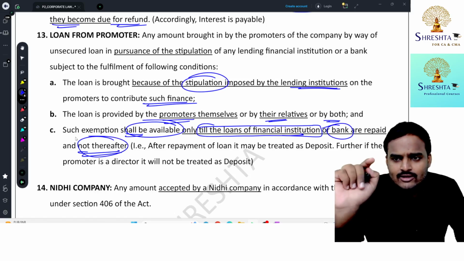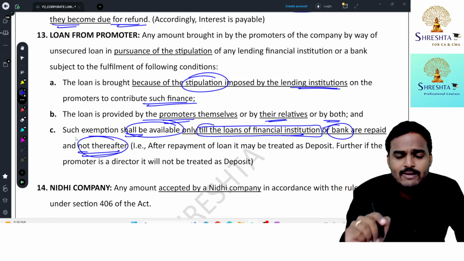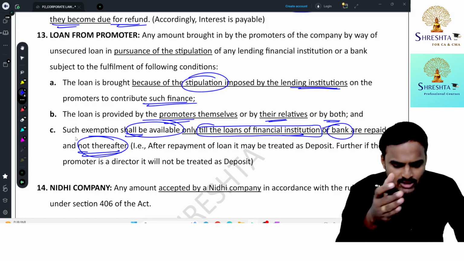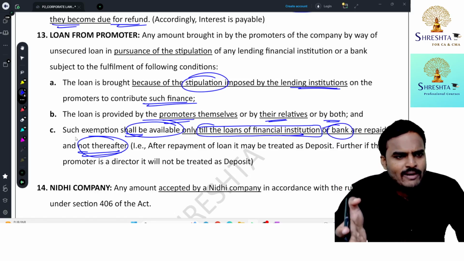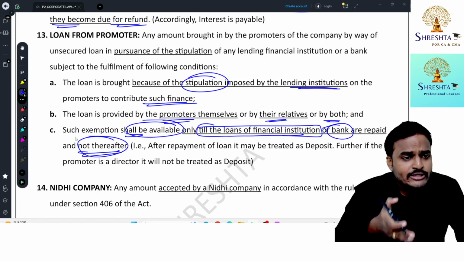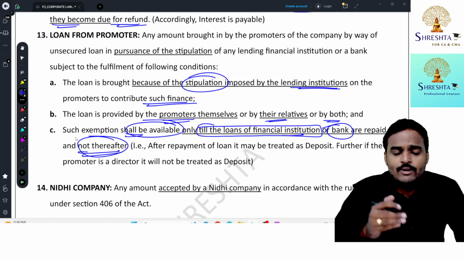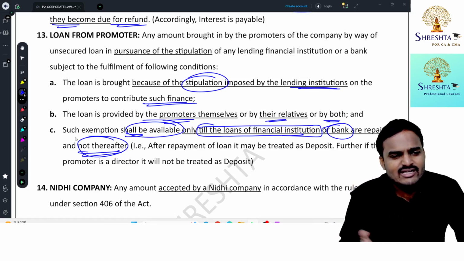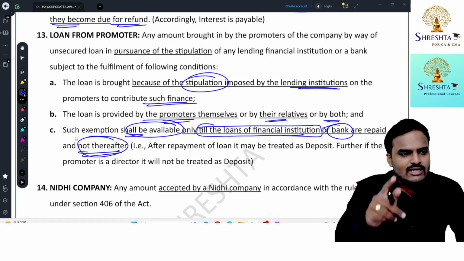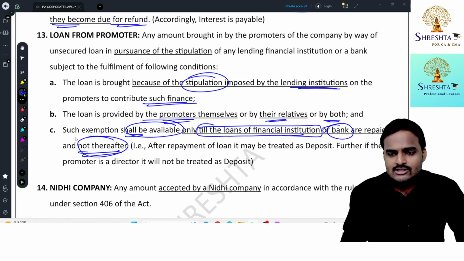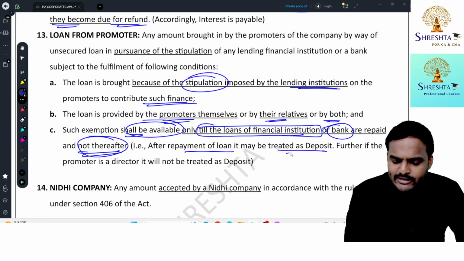5 years back you got loan from the bank. 5 years back you got loan from promoters. Now you are repaying the complete amount to the banker. At the same time, you need to return funds to the promoter. Sir, I'll pay amounts to the promoters after 1 year, sir. Acha. For this 1 year, that amount will be covered under the definition of deposit. So after repayment of loan, it may be treated as deposit.